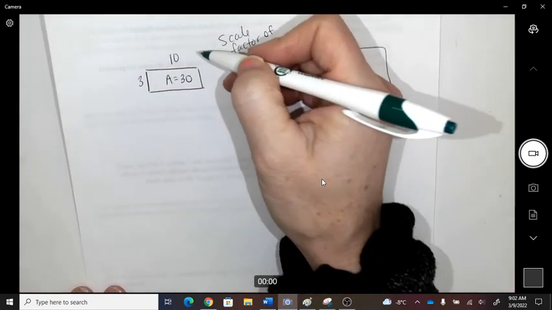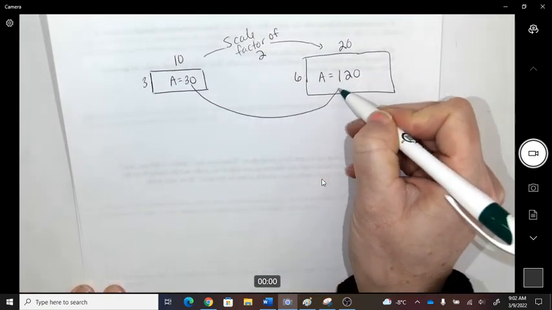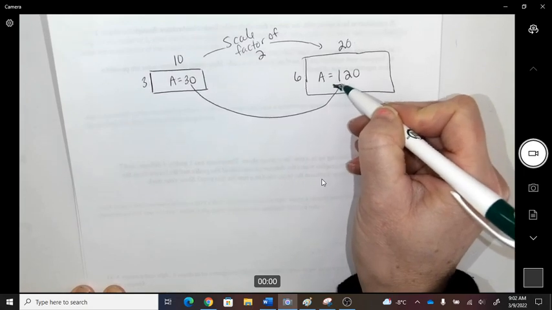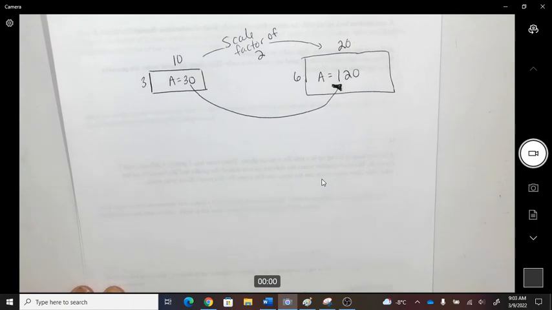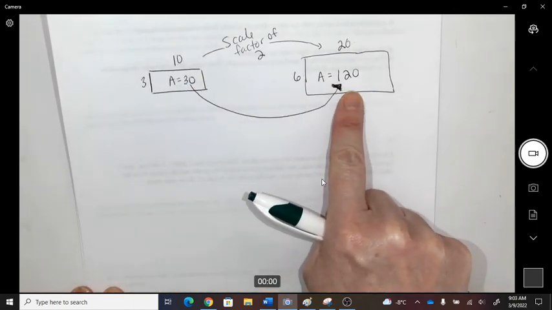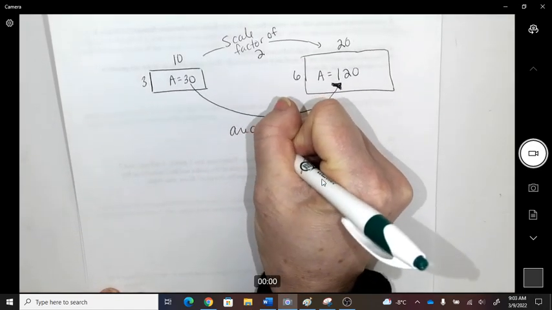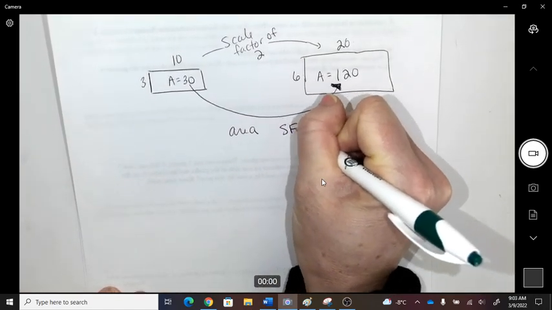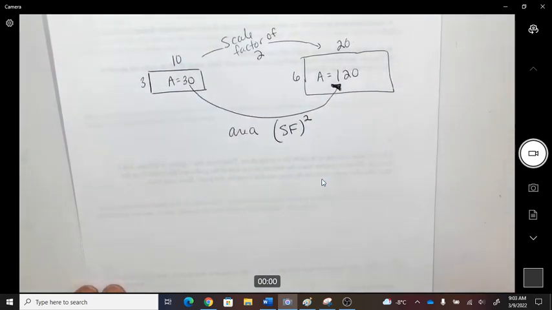Now this is what we're going to do today. The scale factor of the sides was 2, but this area is not twice as big. This is 4 times as big. So the area, you have to take the scale factor and square it. Does that make sense? Square it, because area is always squared.